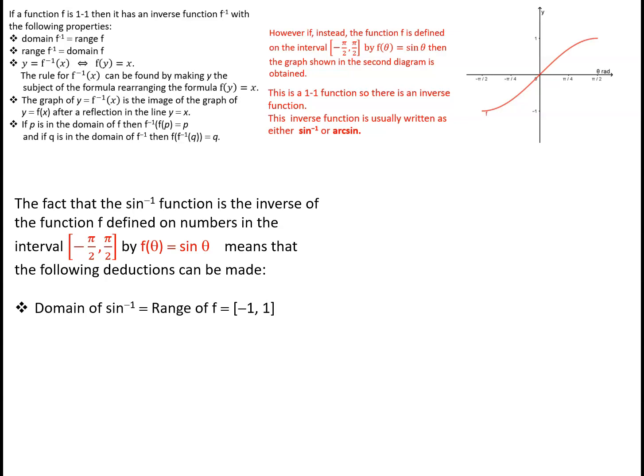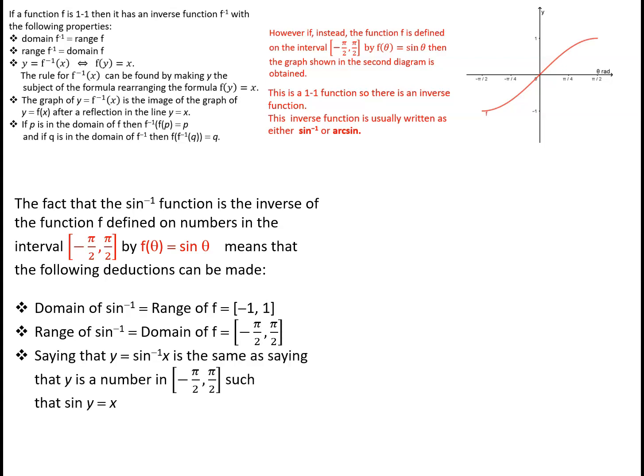First of all, the domain of sine to the minus 1 is going to be the range of f, and we can see from the graph of f that we've got in the top right hand corner of the screen at the moment that the range of f is all the numbers between minus 1 and 1. The range of sine to the minus 1 is going to be the domain of f, and that's the interval of all numbers between minus pi by 2 and pi by 2.